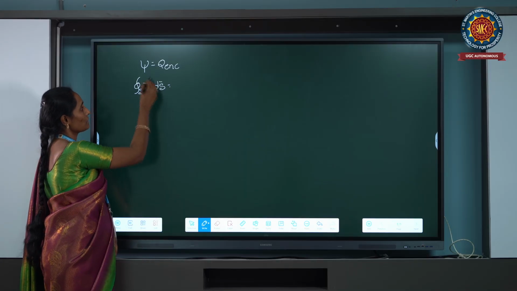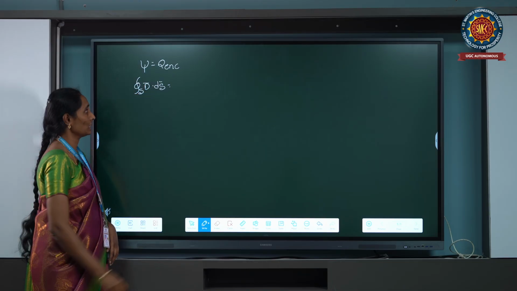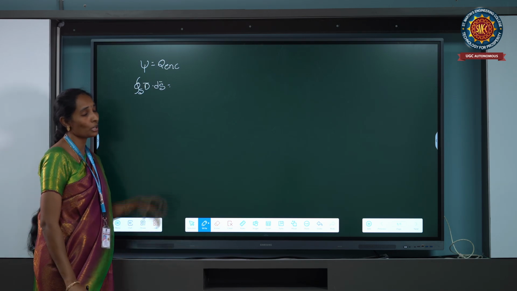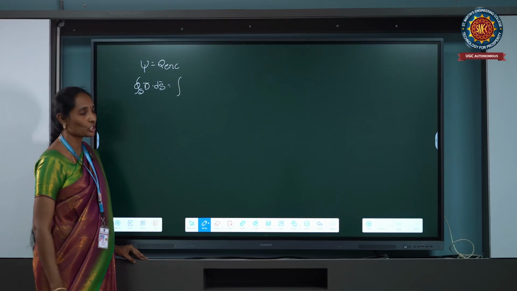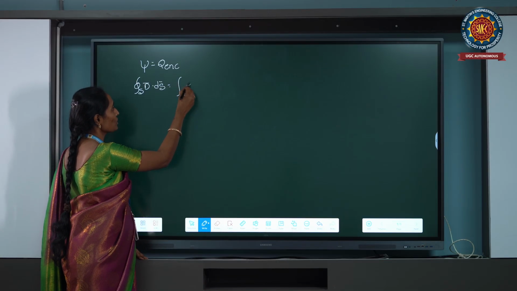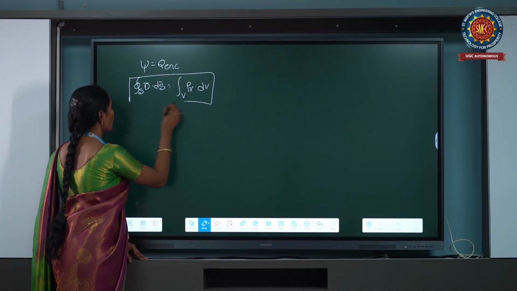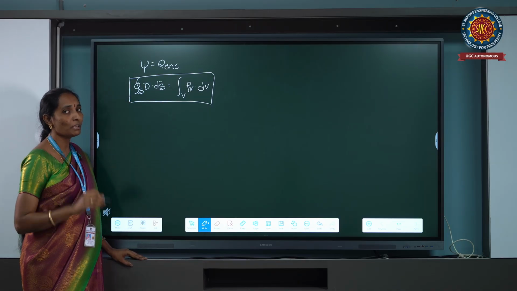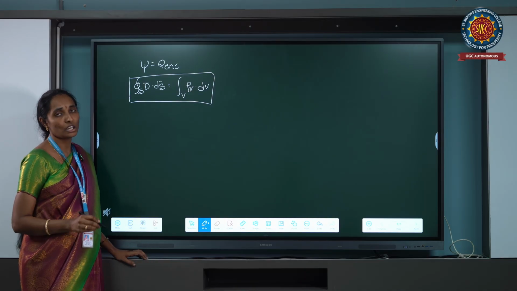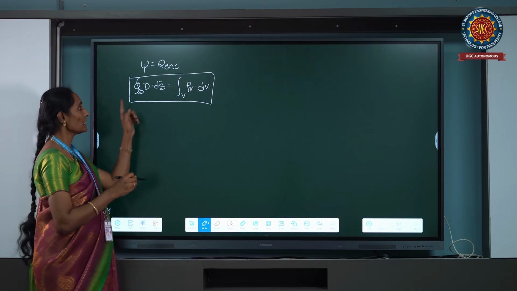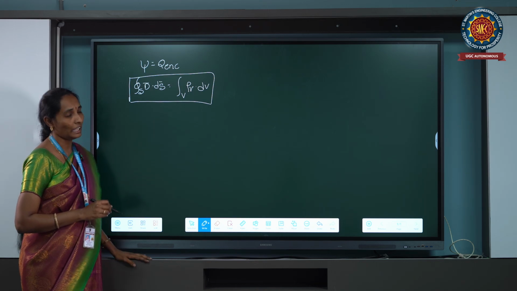So D bar dot dS bar, the electrical flux is represented in terms of flux density, that is D bar. Next, q enclosed, the total charge available inside the region, is represented in terms of charge density, that is equal to the volume integration of rho v into dv. So this is the integral form of Maxwell's equation. Every Maxwell equation is represented in two forms: one is the integral form and the other is the differential form. This equation has integrals on both sides, so this form is called the integral form.